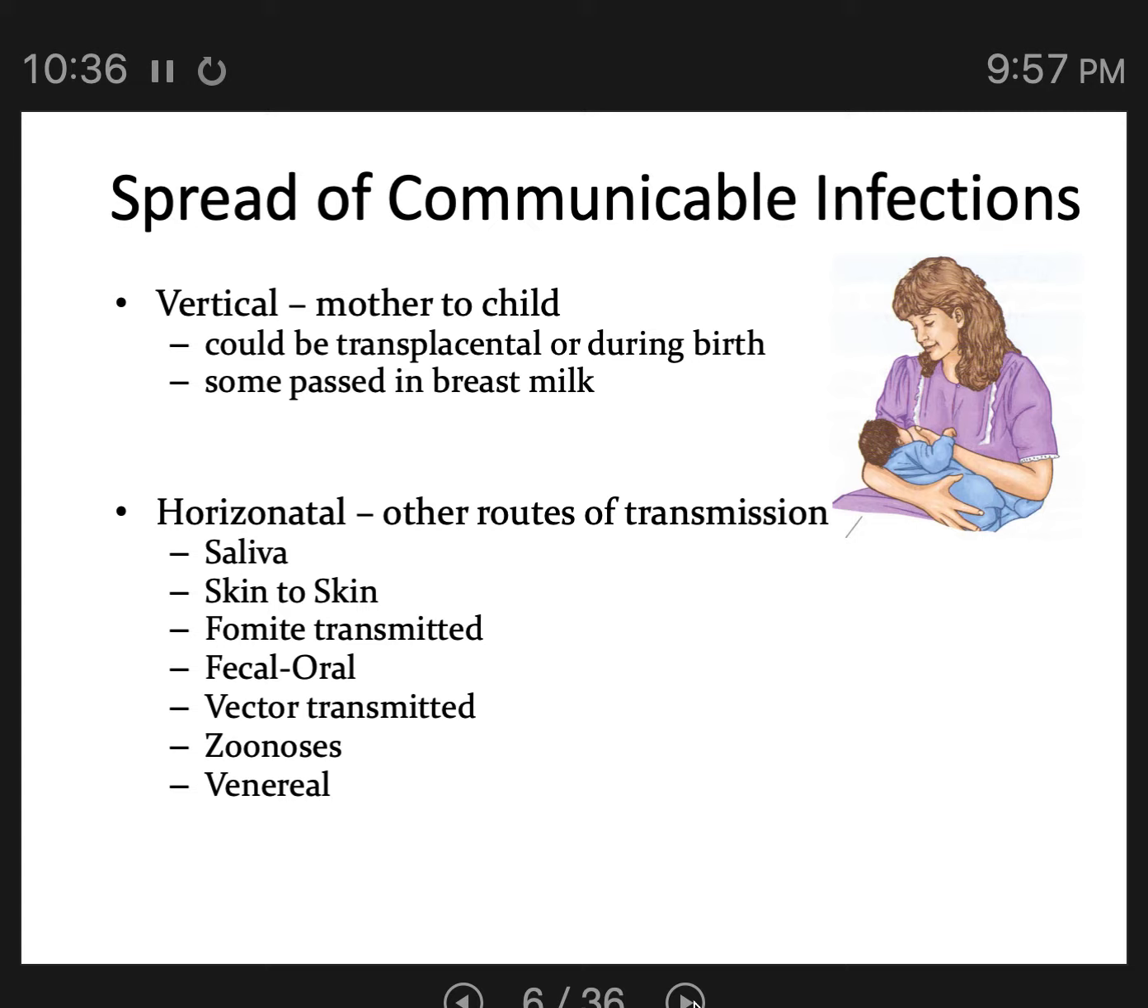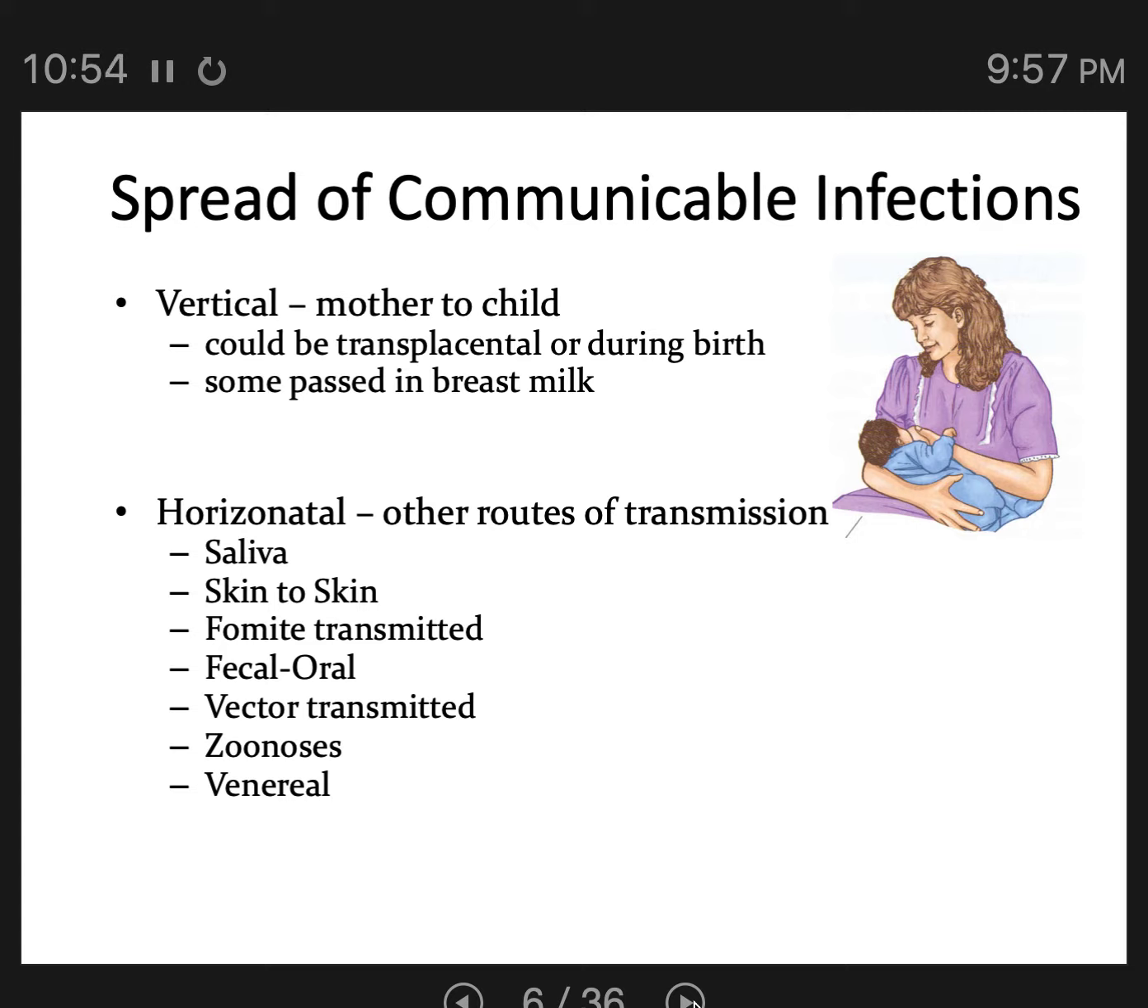So we tend to worry more about communicable infections because they spread through the human population, and one person can then infect many people. There are two main ways a communicable disease can be passed from person to person. One is vertical transmission and the other is horizontal.